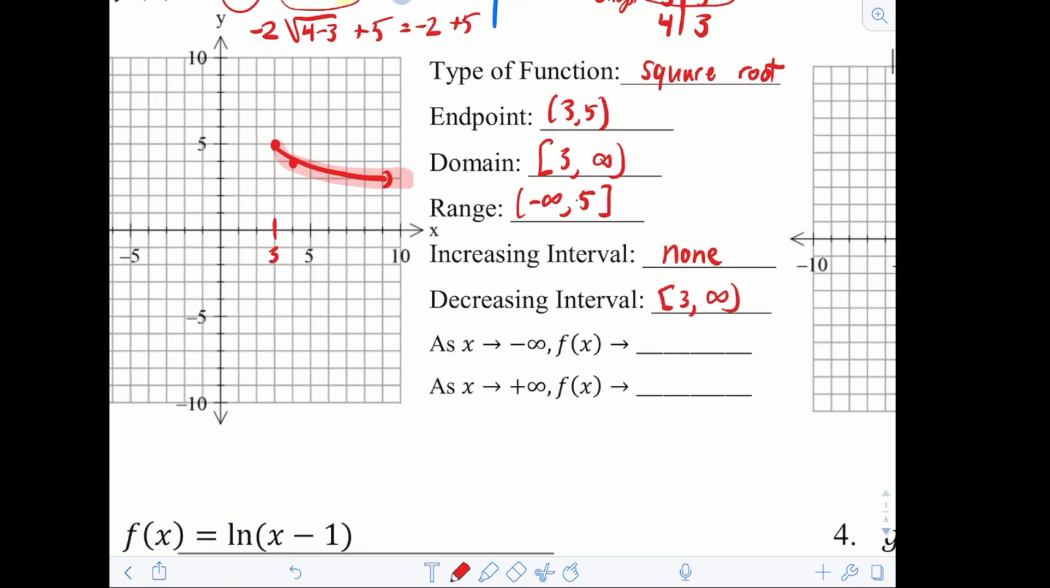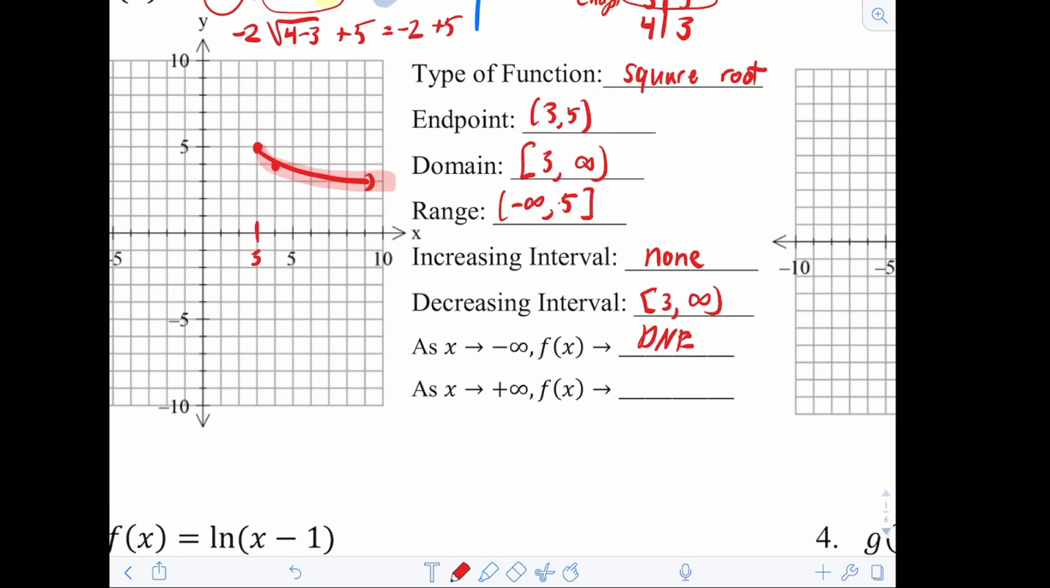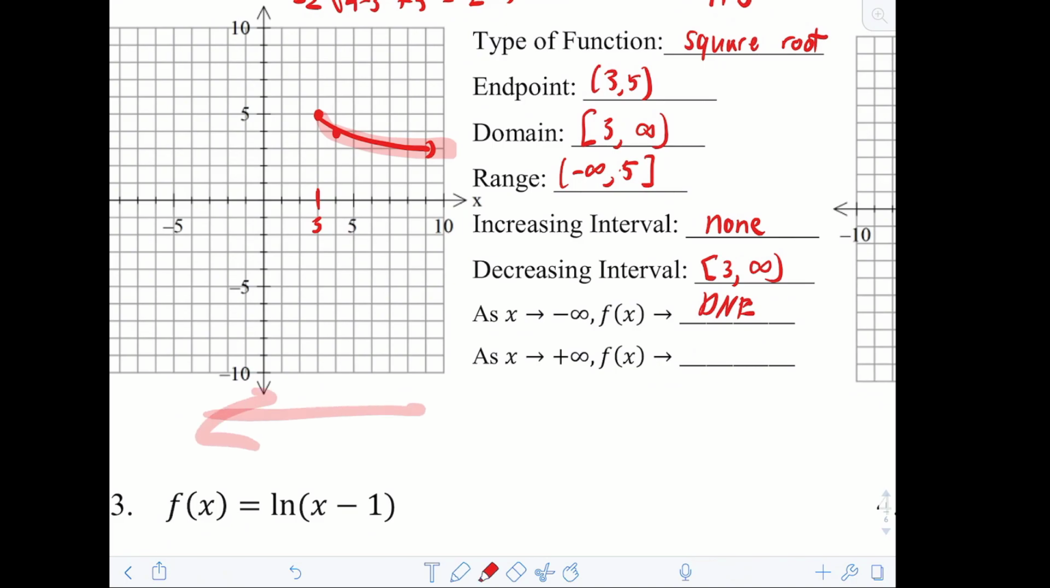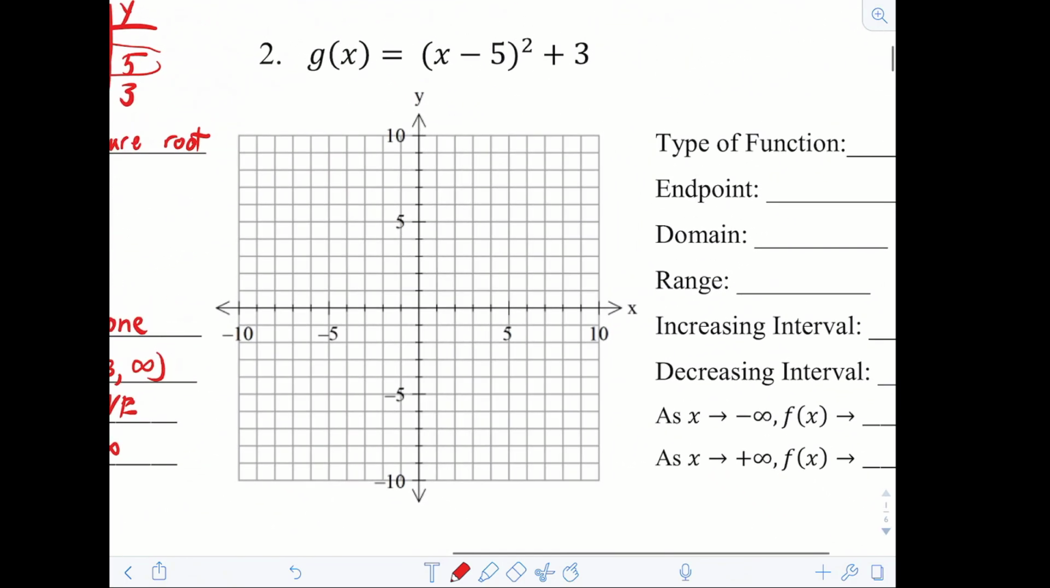Okay, as x goes to negative infinity, it does not exist because there are no values as I'm heading in this direction, there's no x value, so we would say it does not exist. And then as x goes to positive infinity, this would be negative infinity. Okay, pretty straightforward. Okay, moving on to number 2.